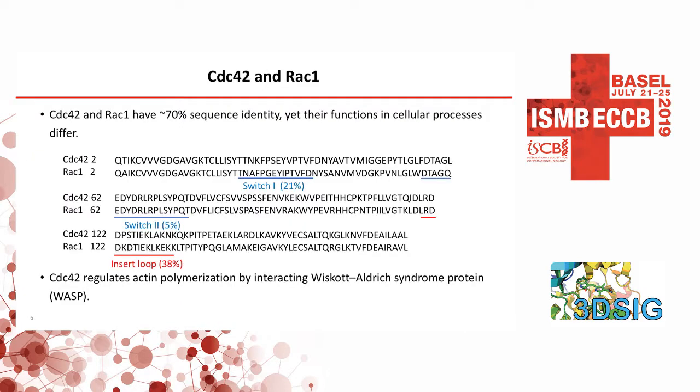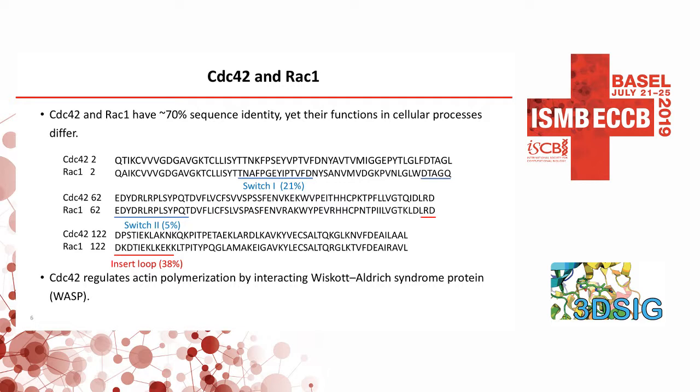Even though these two proteins have a high sequence identity between themselves, the role they play in actin polymerization is different. When I looked at the sequences of these two proteins, I realized that in their important regions, such as switch 1, switch 2, and the insert loop, there are striking sequence differences between these two proteins, especially in their insert loop, and most of these amino acid differences are actually charge reversal differences.